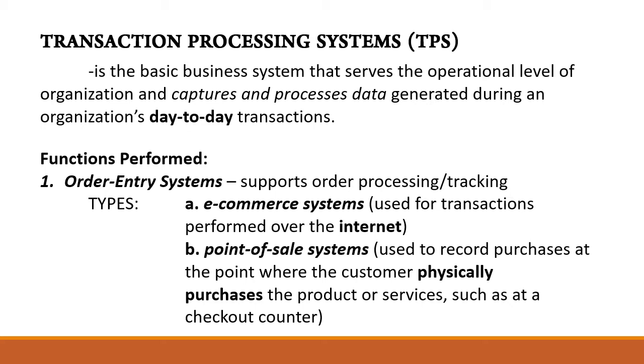Some of the functions commonly performed by transaction processing systems include order entry systems, which support order processing or tracking. There are 2 specific types of order entry systems. These are e-commerce systems, which are used for transactions performed over the internet, and point-of-sale systems, which are used to record purchases at the point where the customer physically purchases the product or services, such as at the checkout counter.